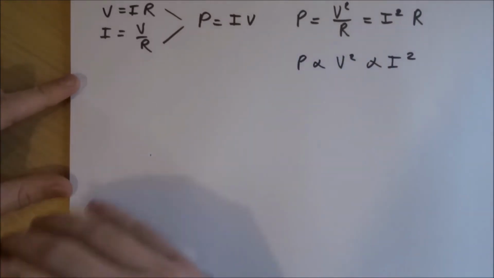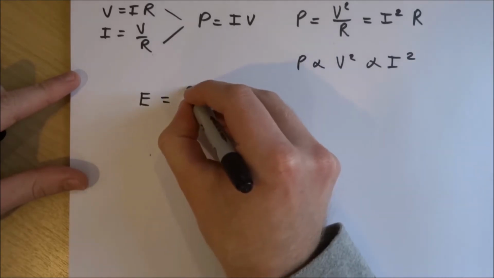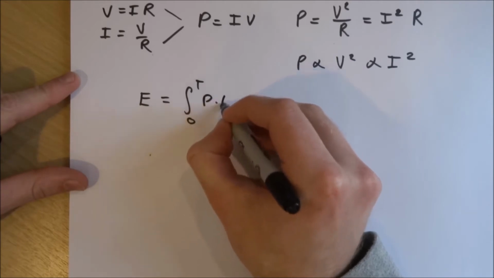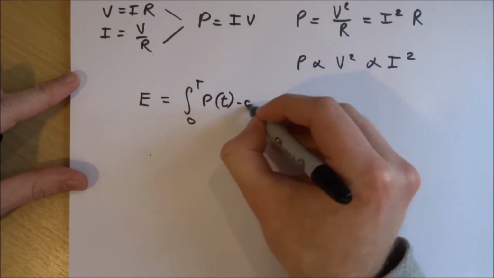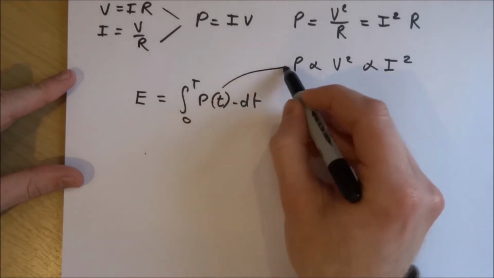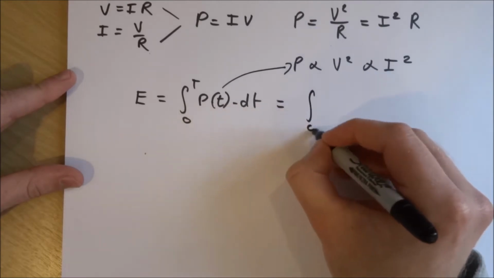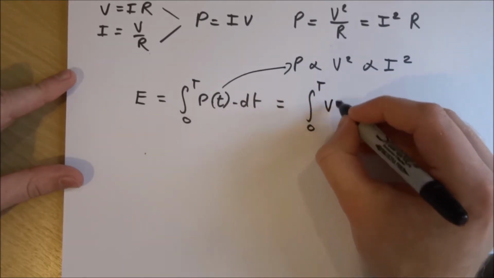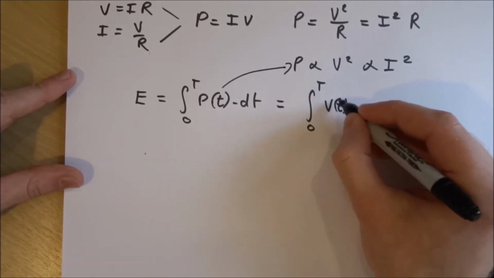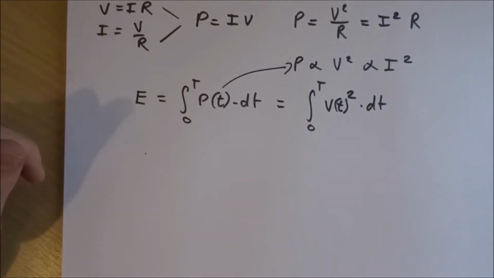So now if I quantify the energy being dissipated in a load, I do as I did before, which was the integral from 0 to our time period of our power waveform dt. But now I can replace power with either the voltage squared or the current squared. So I do that, and I get the integral from 0 to T of v of t, remembering that it's a time varying parameter, so I put this t function in there, squared dt.